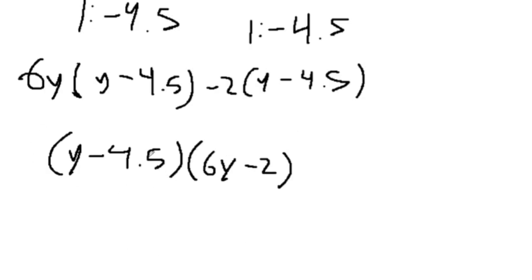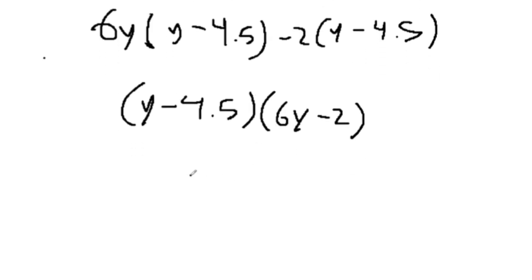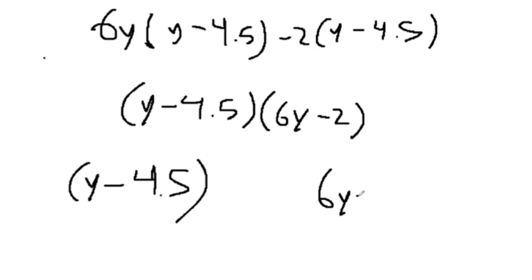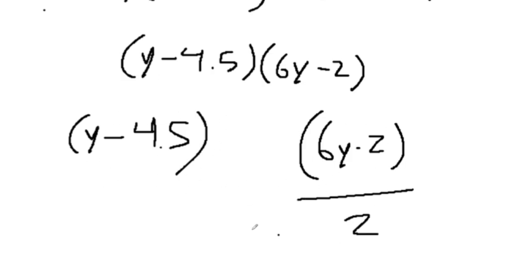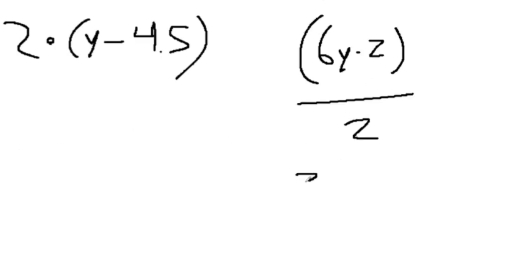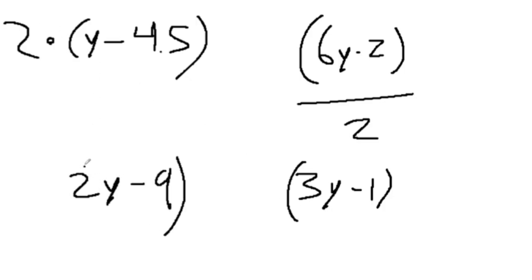And so now we see that, hey, 4.5 shouldn't be here because that's not a whole number. We can simplify this further. So here, let's break this up a little bit. We have y minus 4.5 and we have 6y minus 2. Now, we need to multiply this by 2, so we need to divide the other by 2. This divided by 2 is 3y minus 1. And this times 2 is 2y minus 9.